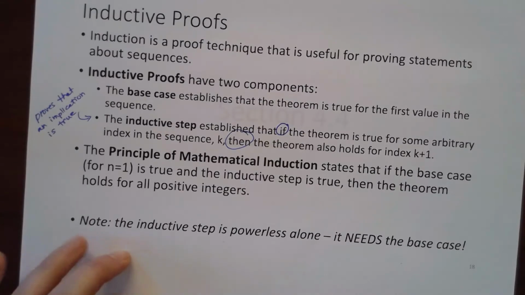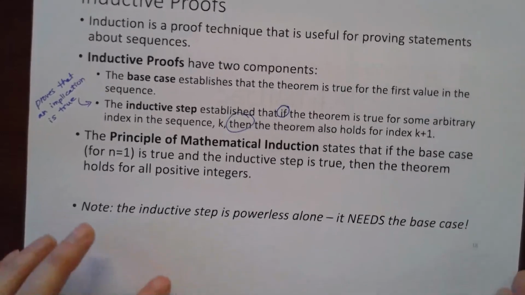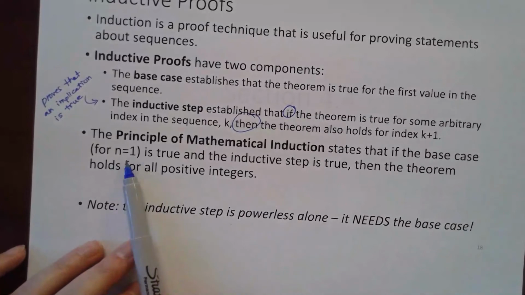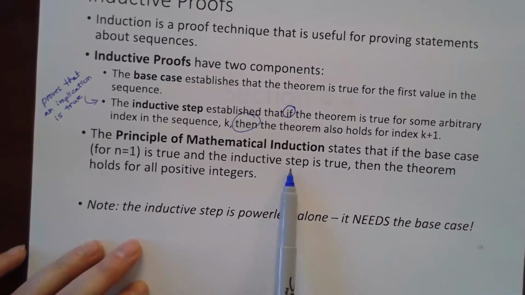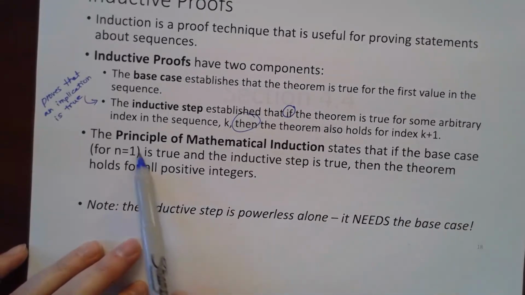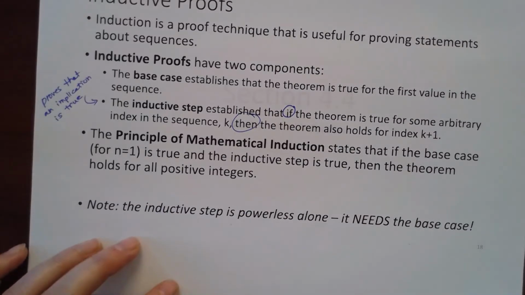Okay. So, the power of mathematical induction is when you put both of these things together. Mathematical induction says, if the base case is true, like n equals 1, and the inductive step is also true, then the theorem has to hold for every single integer after the base case. Let's say if it were 1. Okay, so let's write out how this works so we can see what happens.